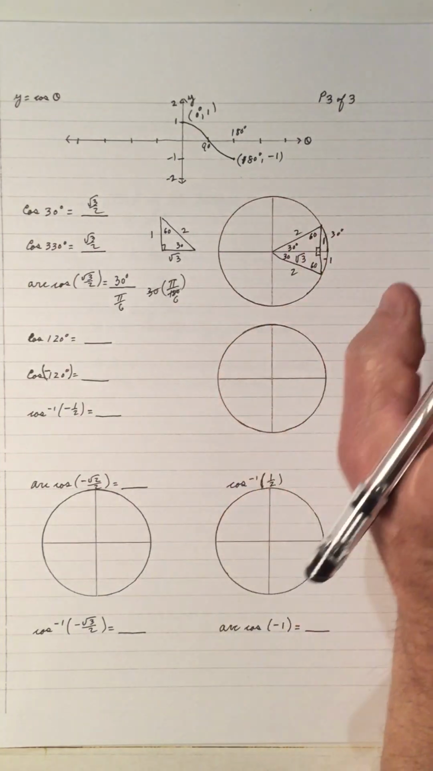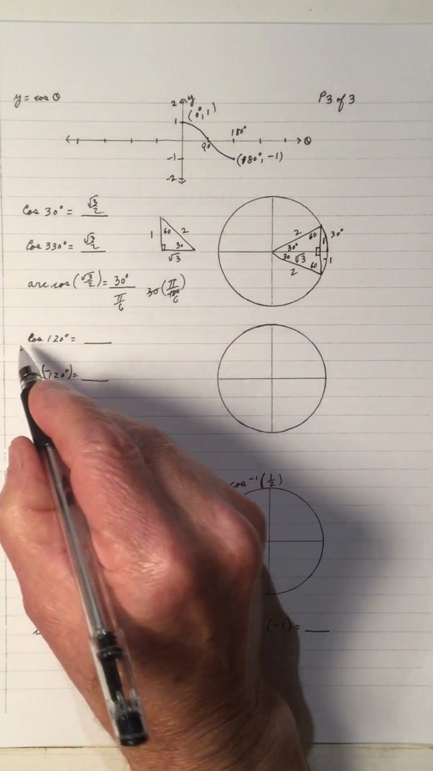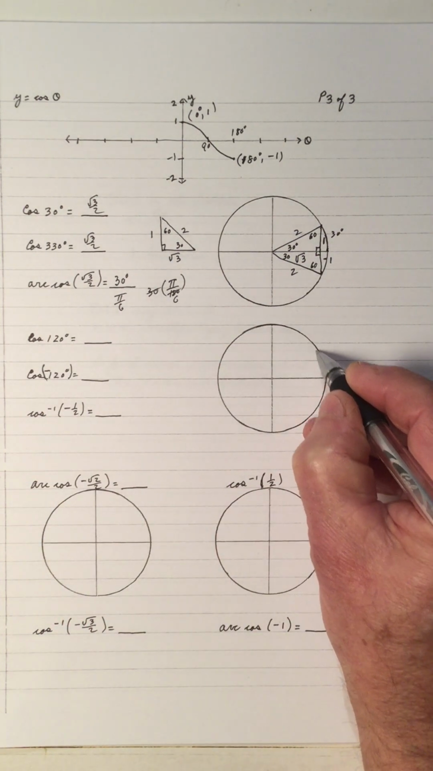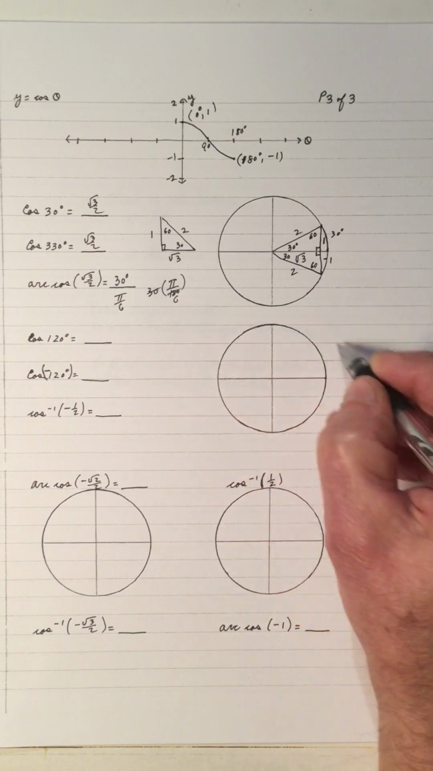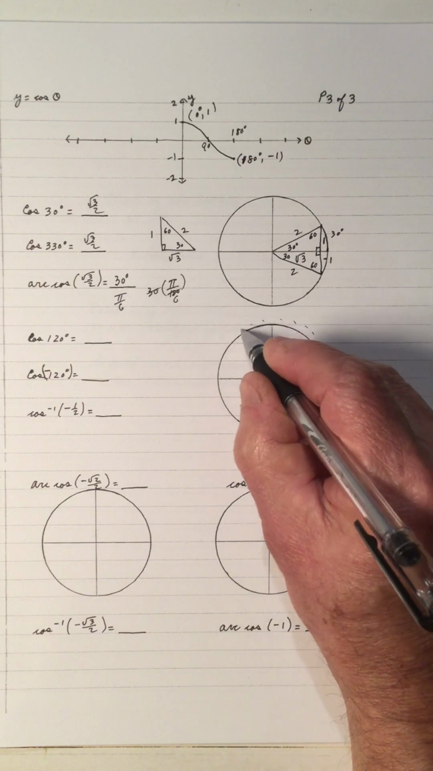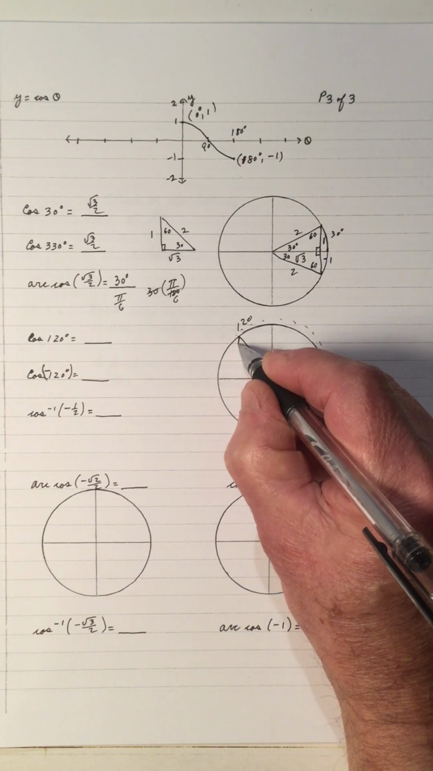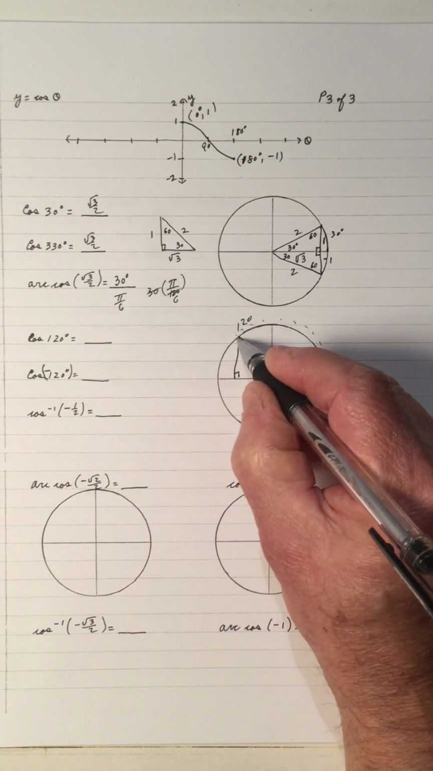I always get my answer in degrees, and then I convert it to radians. So what about if we're looking at the cos of 120? A 120 degree rotation from here is right up to here. The terminal arm is drawn out, perpendicular to the x-axis. There it is. So this is a 120 degree rotation.